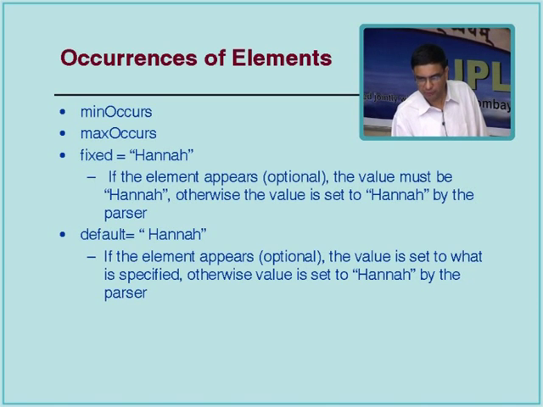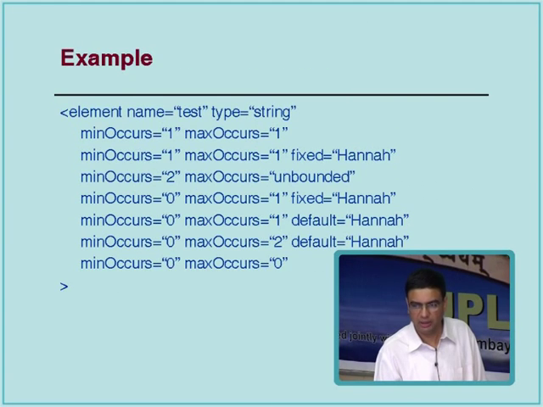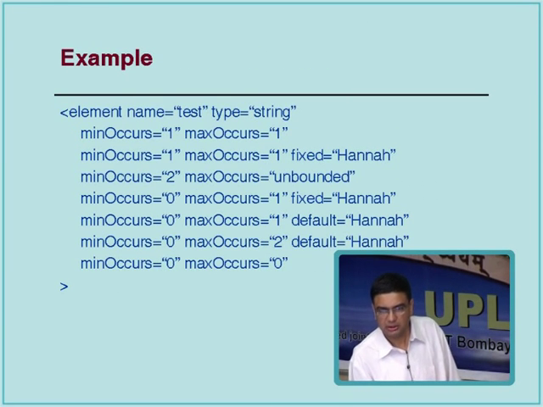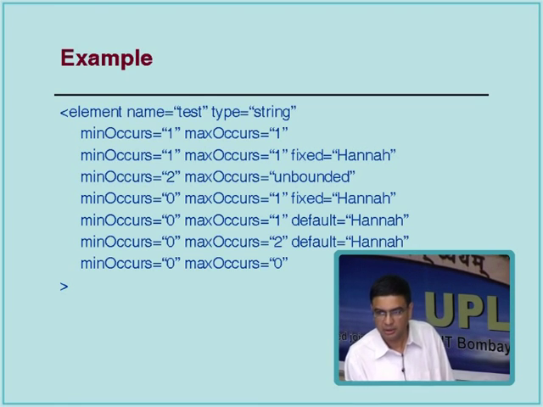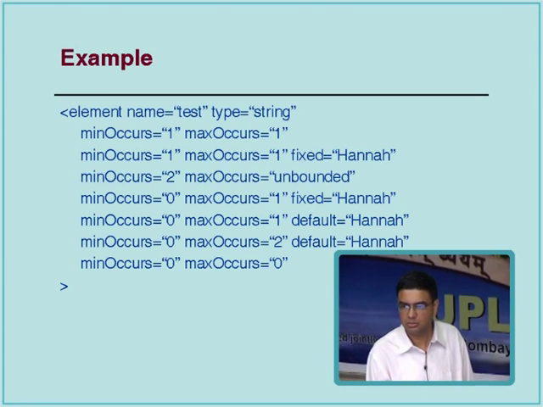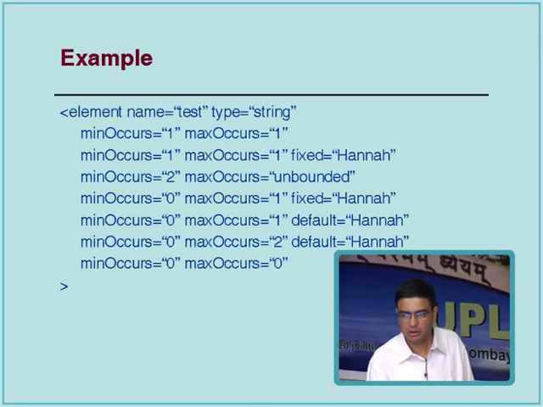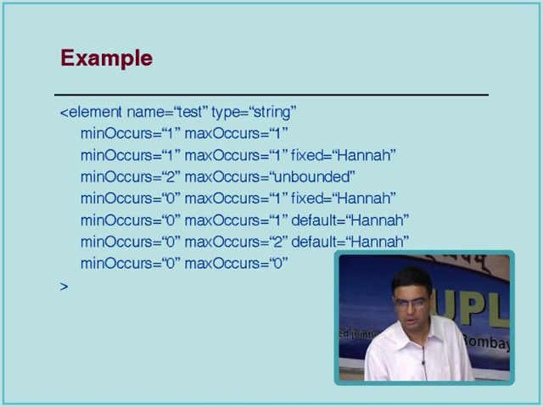So it doesn't have to be fixed. In this case it doesn't have to be fixed. It can be anything. But if it is there and it doesn't have a value, it is assigned a default value. So filler. These are examples of these types. So min occurs 1, max occurs 1. That means it has to occur one time. This test is a string, it has to occur one time. There is also a specific value called unbounded, which can be any number of.